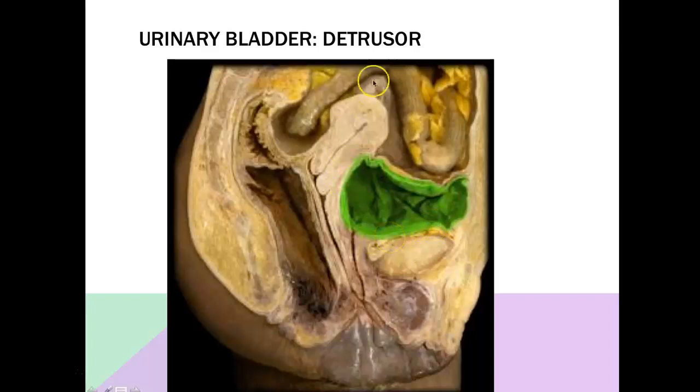Posterior to your urinary bladder, we have the uterus, and inferior to your uterus is the vagina. So this would be the vaginal orifice over here. This would be the external urethral orifice. And then posterior to the vagina, we have the rectum, and then inferiorly, the anus.